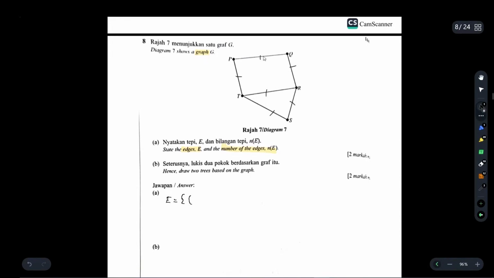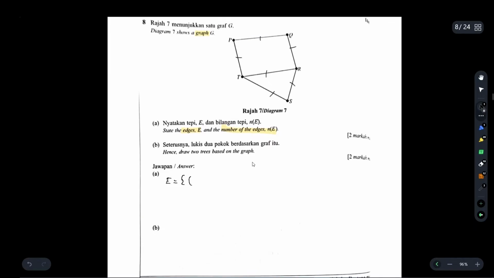So we have 1, 2, 3, 4, 5, 6 sides. So we write PQ, write it like this, and QR, RS, RT, ST, and TP. I usually write it like this. And number of edges.